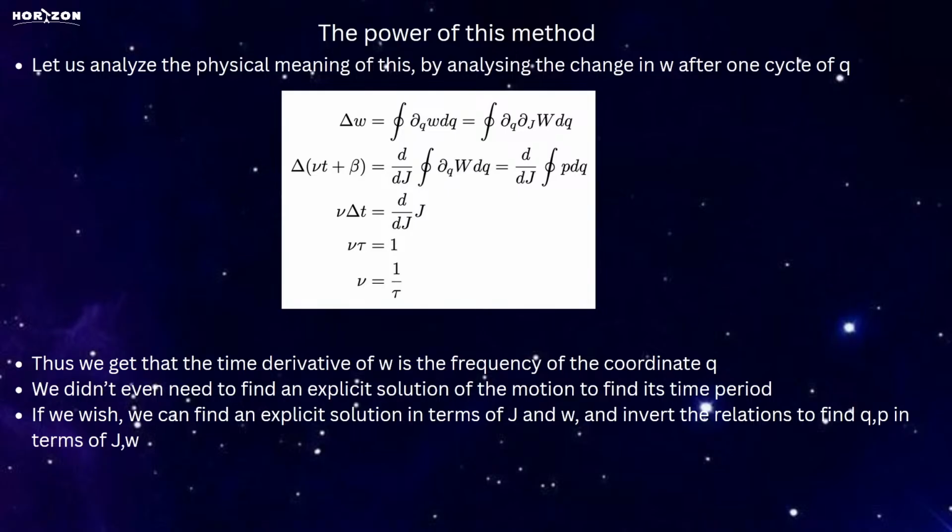Now, here's the interesting thing. We never actually solved the motion explicitly, and still we have gotten the time period of the motion. In most cases, the time period of periodic motion is what we are concerned with anyway, and hence this provides a powerful method of solving for frequencies of periodic motion without solving the motion explicitly. It basically reduces our computations. If we want, though, we can invert these relations and find q and p again, but it's not required.